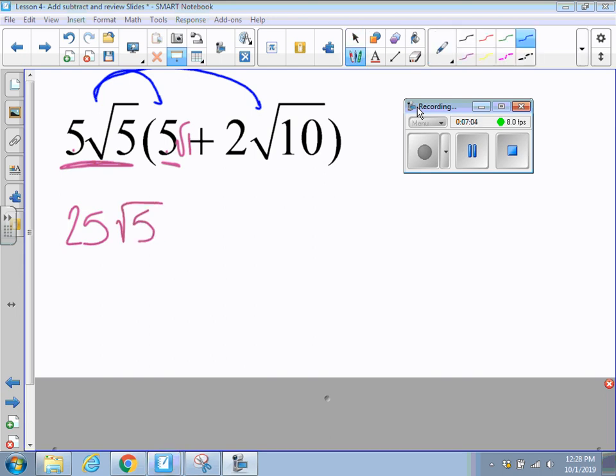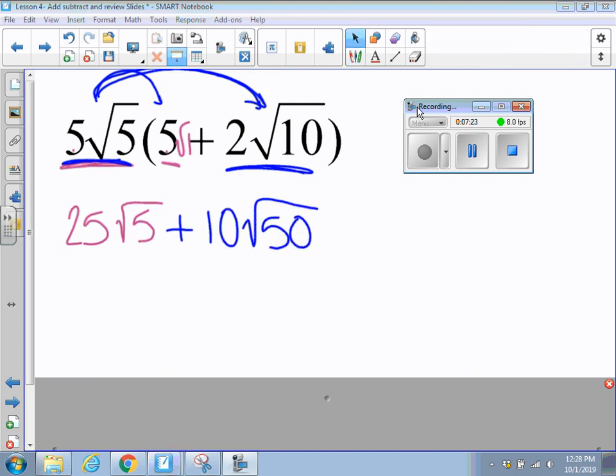Now I still need to multiply 5 square root of 5 times 2 square root of 10. Again, they have the same index, and when we multiply, that's really all we care about, is that we have the same index and that both are possible. So you have 5 square root of 5 times 2 square root of 10 to get 10 square root of 50. Now we've multiplied, so now we're going to simplify and then combine like terms if there are any.